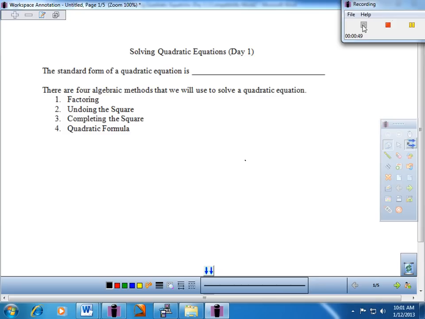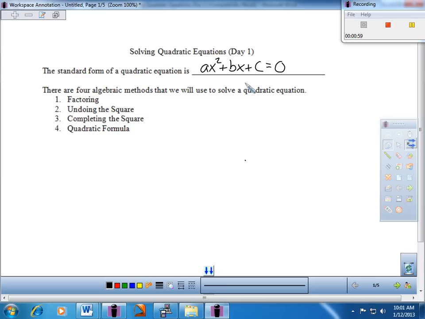So at the top of your page, it should say the standard form of a quadratic equation is, and so if you remember, the quadratic is a polynomial of degree 2. And that would be the standard form right there. So ax squared plus bx plus c equals 0. We've already worked with this a little bit as an expression, but now what we're going to do is see it in terms of an equation and finding the values of the variable that make the equation true.